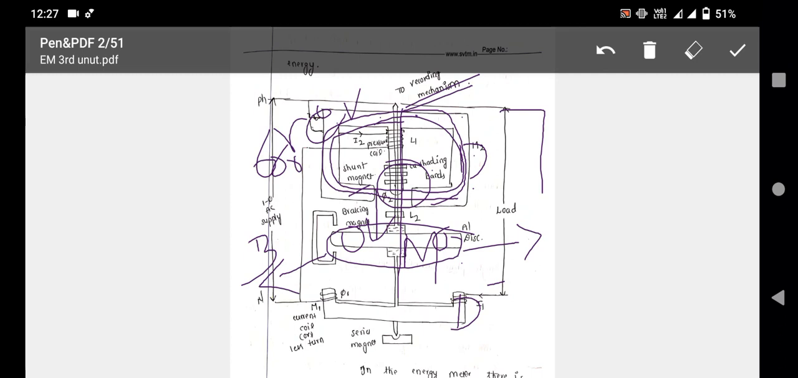It is also known as calibration of single phase energy meter. Finding the error in energy meter is known as calibration. Finding the error or checking the error, correcting the error, all this comes under calibration of energy meter.